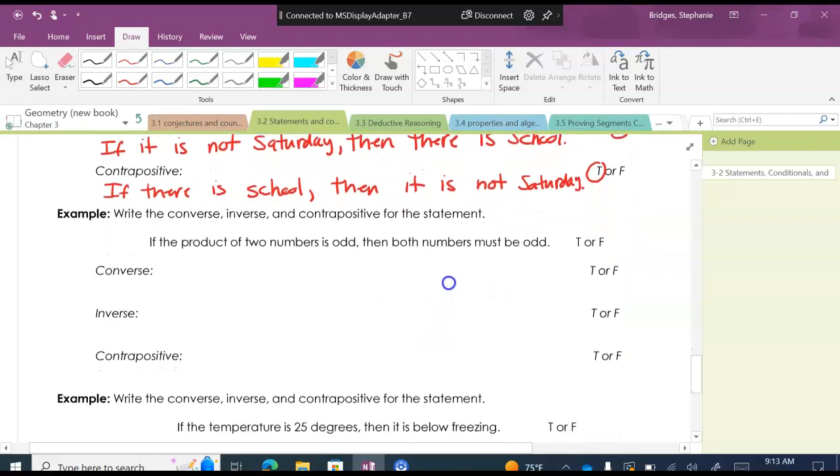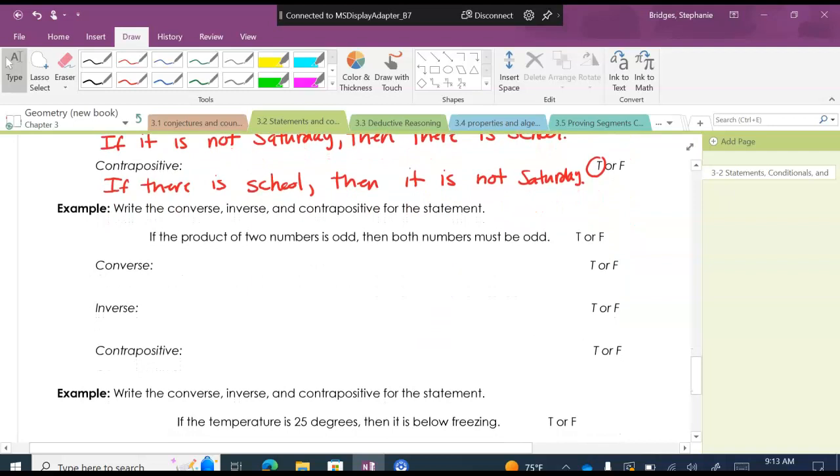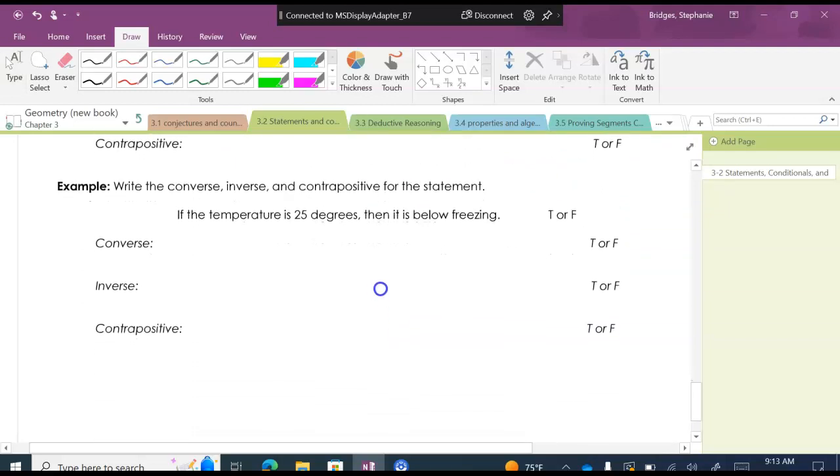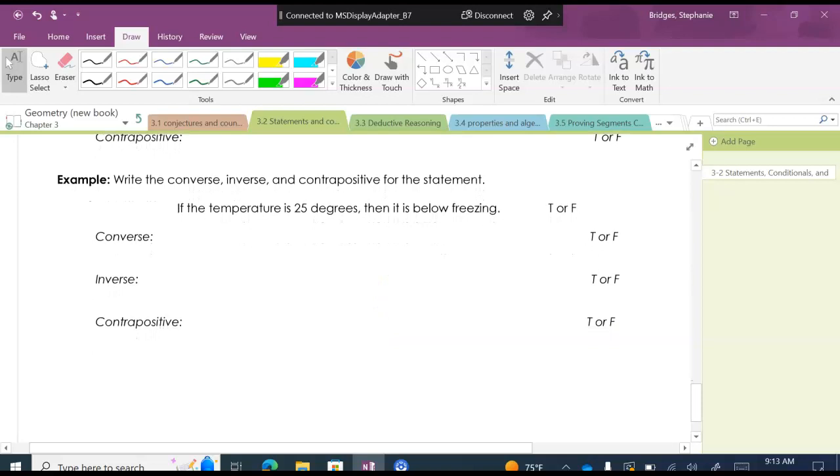I want you to try the next example. Actually, skip that one. Go down to the last one. That one's a little bit easier for your second one to try. Write the converse, inverse, and contrapositive for that last example. We're just going to skip that middle one. Okay. Remember, the conditional statement is the one that's given to you. If the temperature is 25 degrees, then it is below freezing. That's your conditional statement. What I want you to do is write the converse, the inverse, and the contrapositive. Also deciding if those statements are true or false.